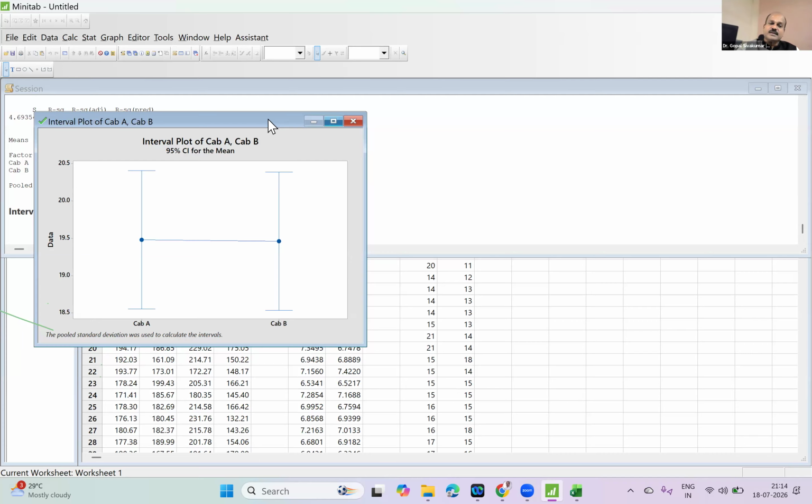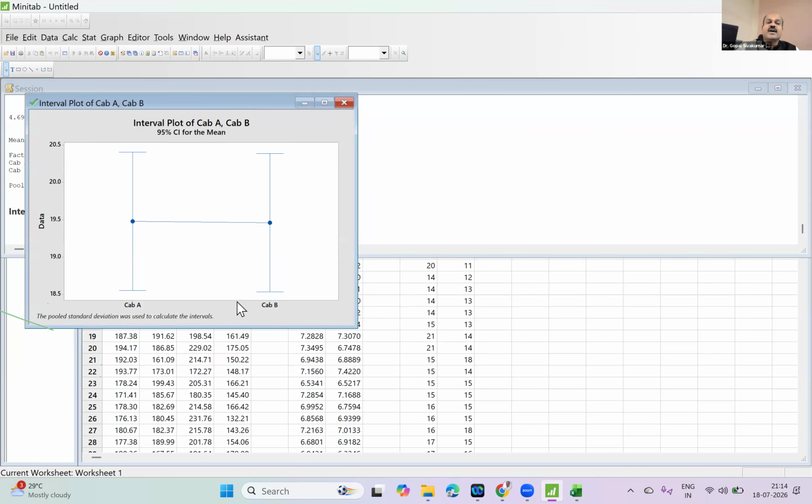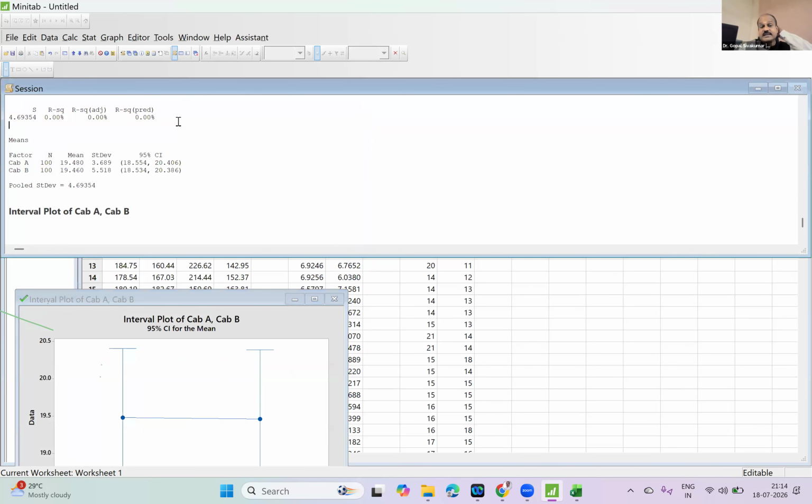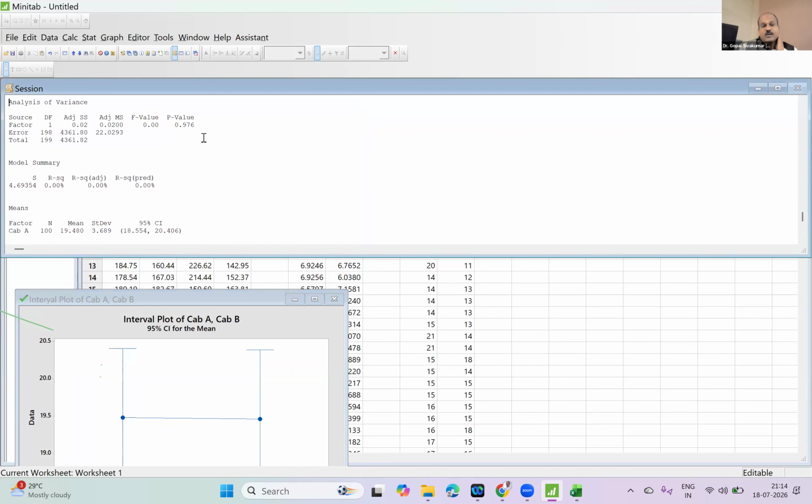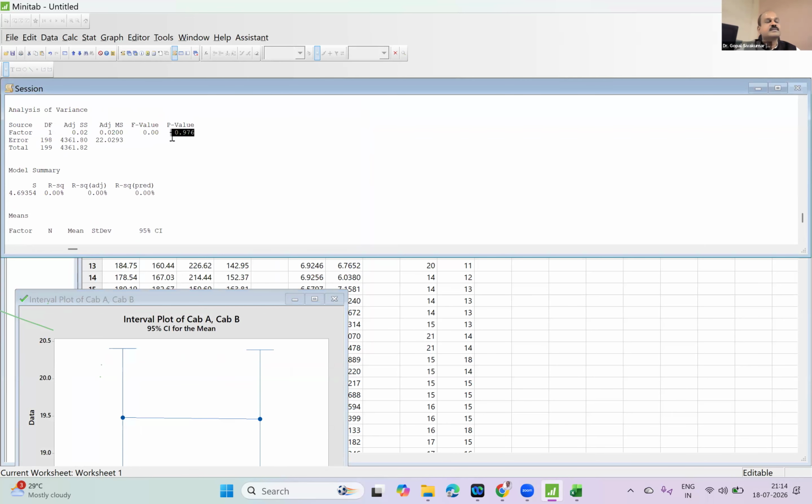Do you understand? So you can look at the graph, which is known as an interval plot, and take a decision, or in terms of p value you can take a decision. You see here. Look at the p value, how much? 0.976. That is too high. The p value has to go below 0.05. So according to the data, there is no difference in the cab arrival time between agent A and agent B.